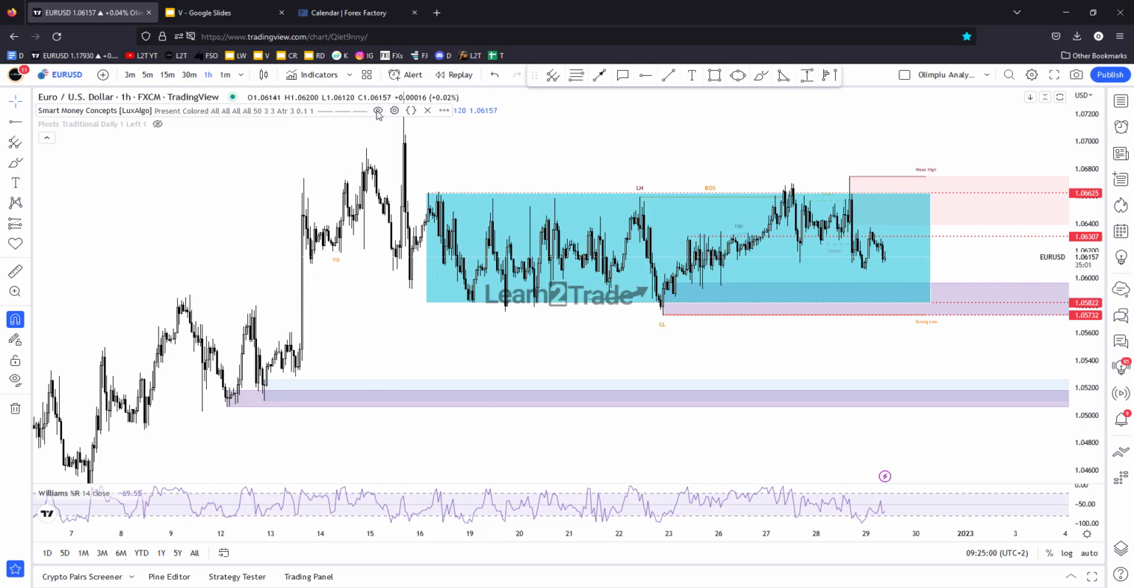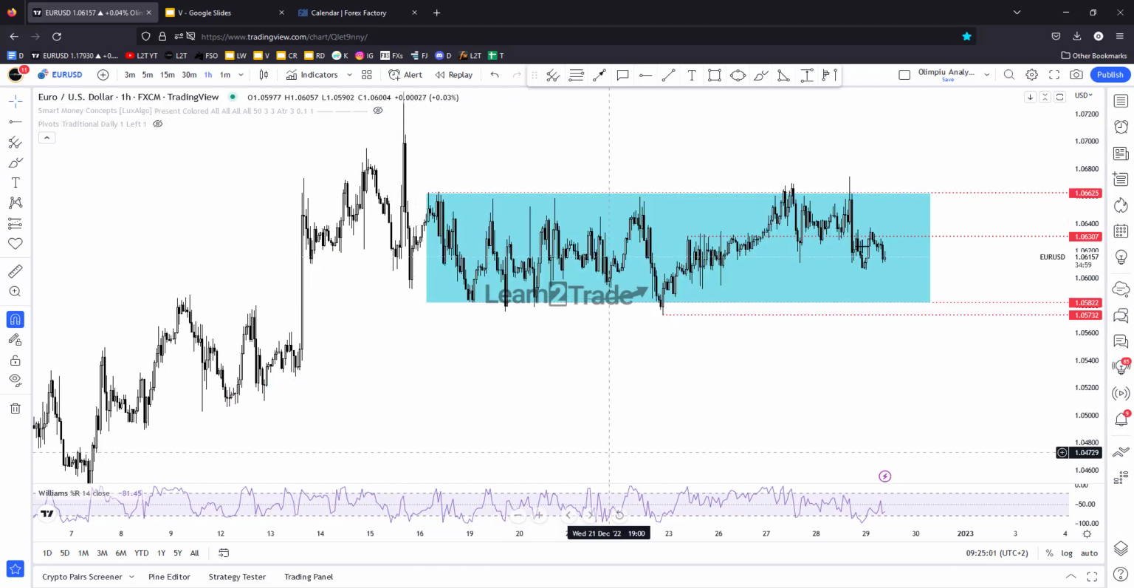So, sideways movement: 1.0662, 1.0582, false breakdown, boom, towards the resistance. The range is resistance. False breakouts, new sell-off.